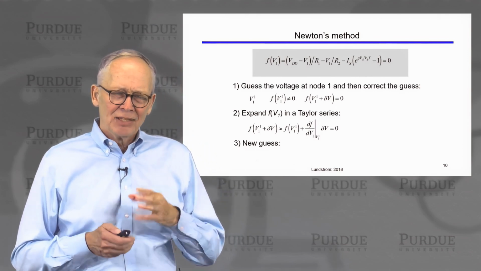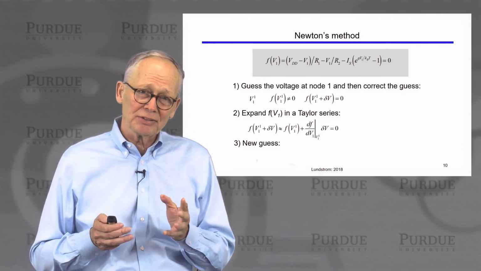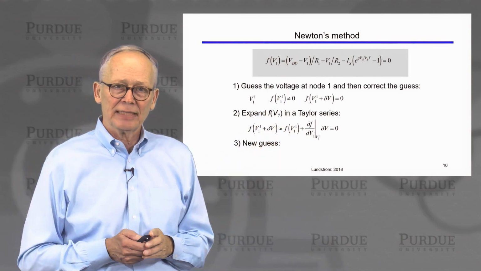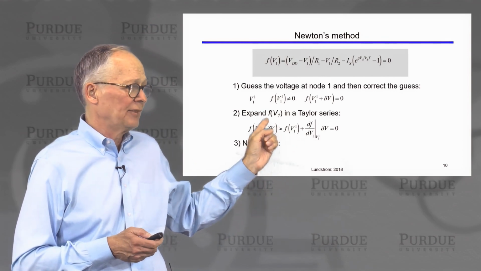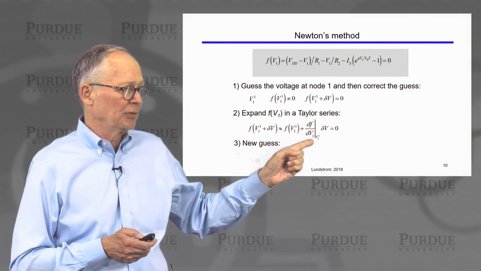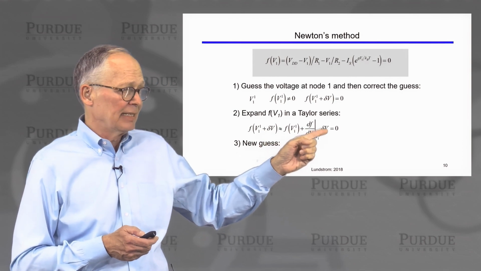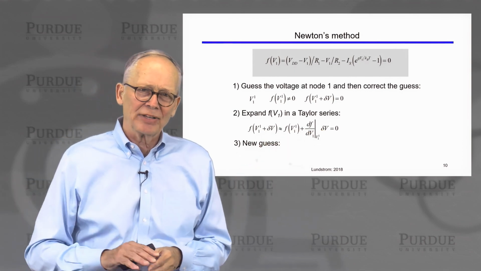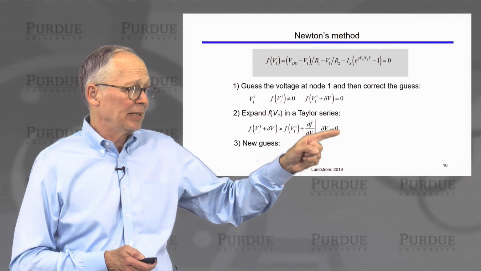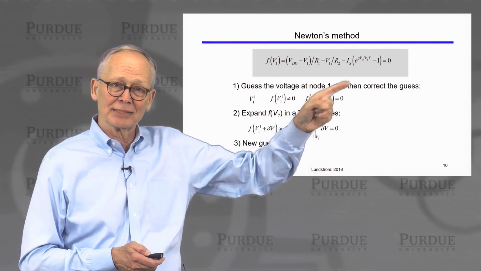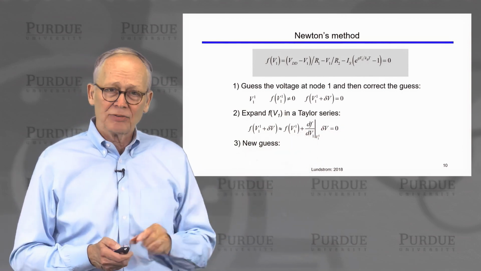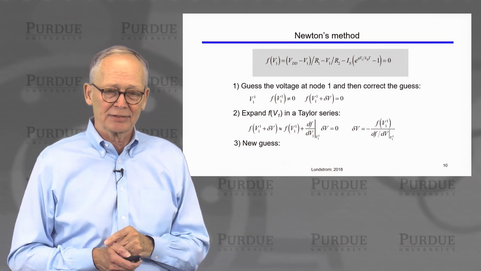Well, how do we do that? Well, if we've made a good guess, we might be close to the solution. So maybe we can expand this function in a Taylor series expansion. We'll evaluate that function at the current guess, and then we'll take the derivative of that function and evaluate the derivative at the current guess, and that's times a delta V. And we'll throw away all of the higher order terms and assume that this is a good enough approximation. We want that to be equal to 0 because we want to satisfy this simplified version of Kirchhoff's current law. If we do that, we can simply solve for how much we have to correct our guess in order to get to the solution.